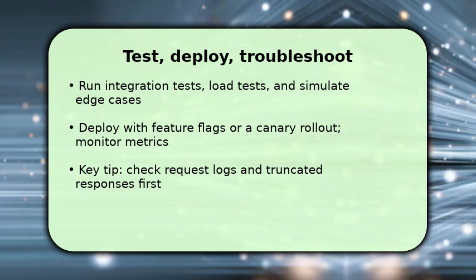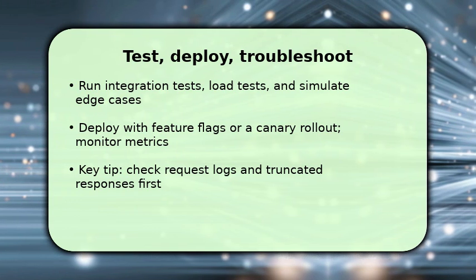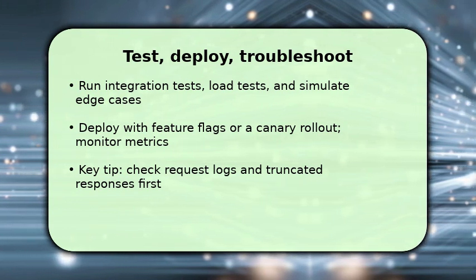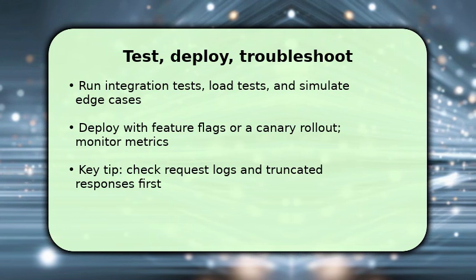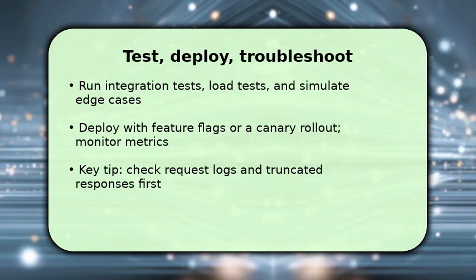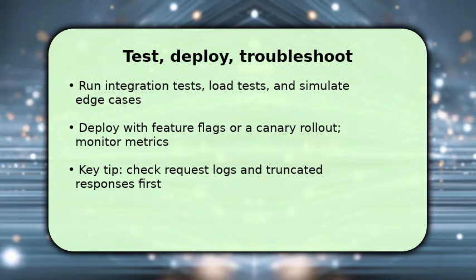If something breaks, start by inspecting request logs for malformed payloads or truncated responses. Then replicate locally with the same headers and key. Make fixes, roll forward, and document the change.